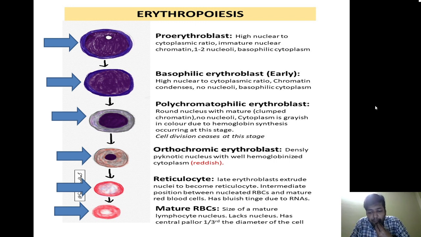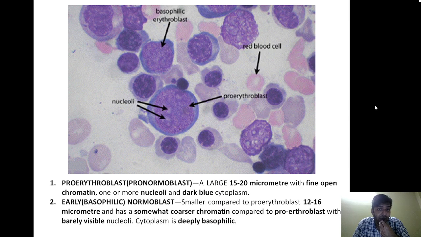Just the process of erythropoiesis is not enough. In real time, I am going to make sure that you understand these cells in real life, how they look. So this is a basic diagram of a bone marrow aspiration, and over here I am first going to show you how the proerythroblast looks like.